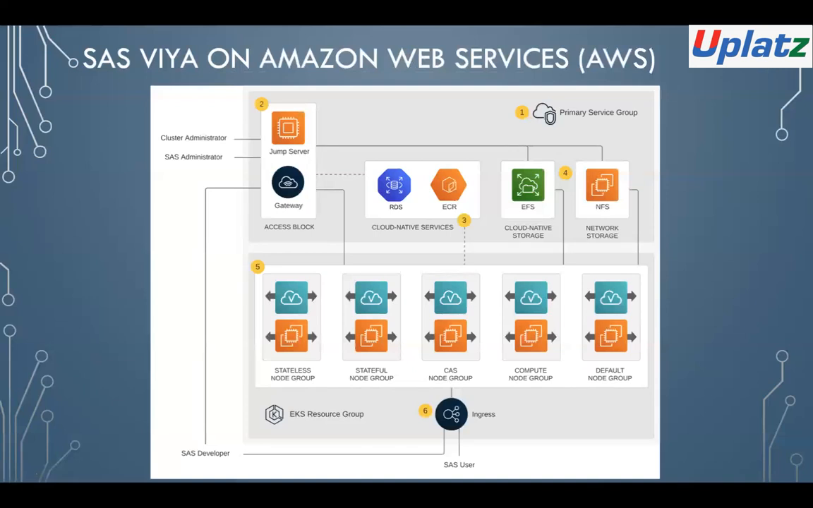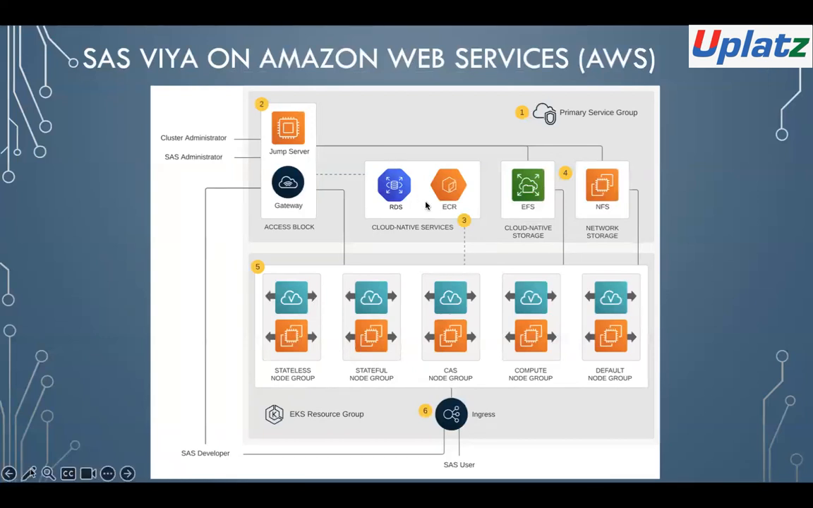Again, the primary is used to identify this group separately from the grouping that contains the resources for the SaaS web platform. In this diagram, different groupings are shown. You can see identity access, cloud native storage, and network storage. Again, the second part is the cluster administrators or SaaS administrators used to access the platform and deploy or update any new versions or new updates to the SaaS via platform.